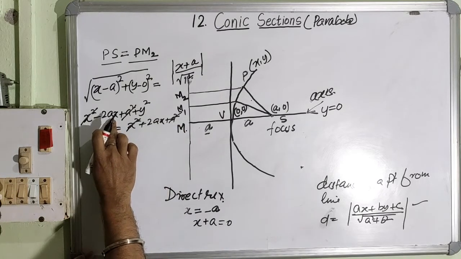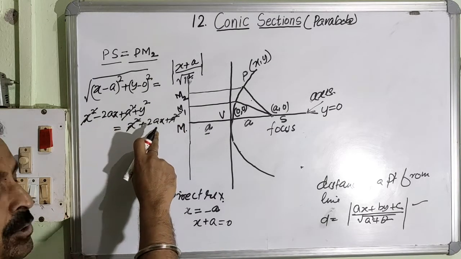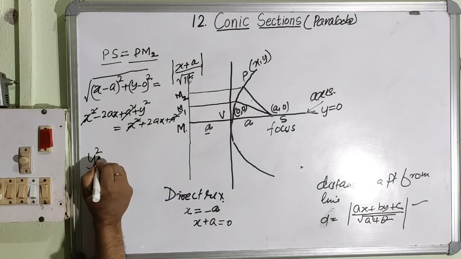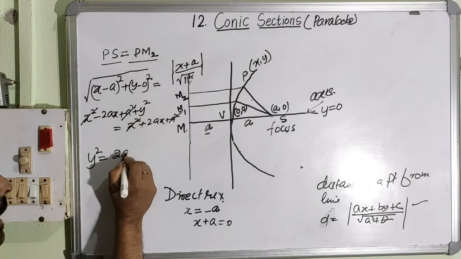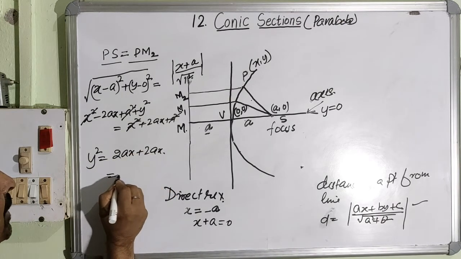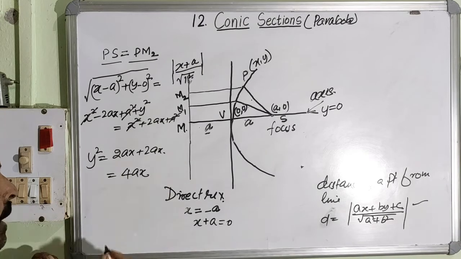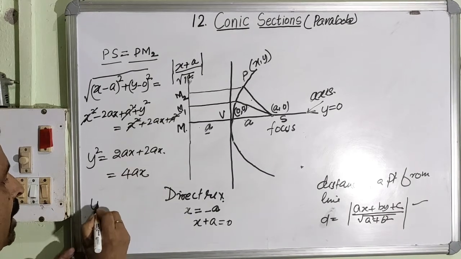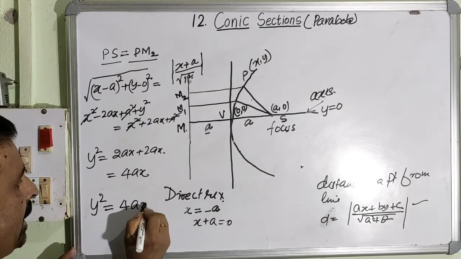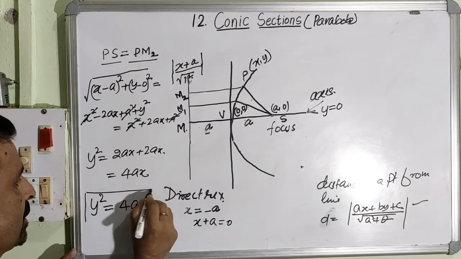And now this minus 2ax on the left hand side and the 2ax on the right hand side are like terms. So we will send it to the other side. Therefore, your y square will be equal to 2ax plus 2ax, and this will become 4ax. Therefore, the equation of the parabola will become y square is equal to 4ax. And this is the required equation of the parabola.